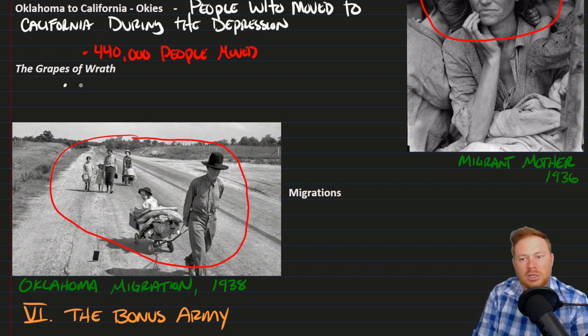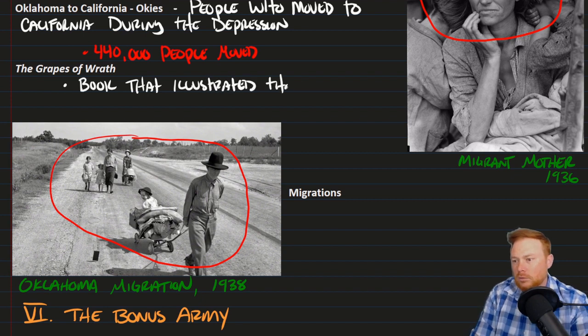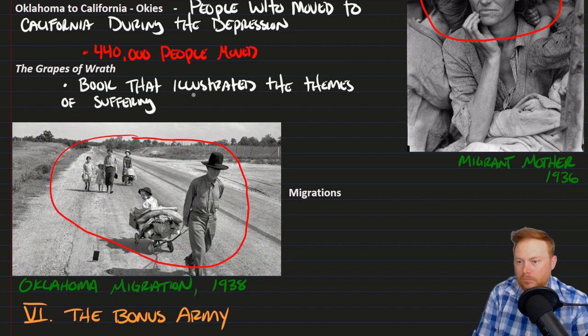The Grapes of Wrath was, we'll say, a book that illustrated the themes of suffering during the Depression.